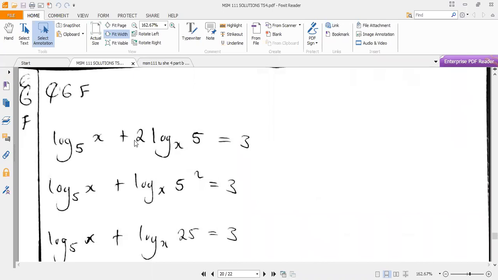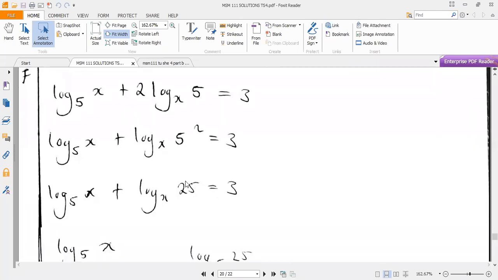So what can we do first? We have noticed that there's a principle which can work. There's a 2 there, isn't it? So the 2 can easily go up to the 5, right? So we have 5 to the power 2. What is 5 to the power 2? We know that 5 to the power 2 is 25. So we go back to this guy now. It is log base 5 of x plus log base x of 25 is equal to 3.